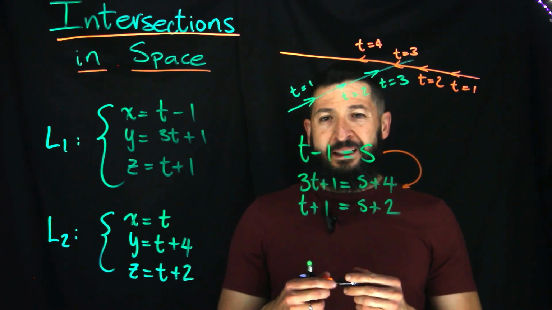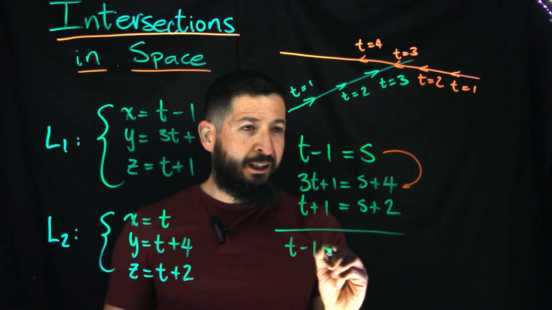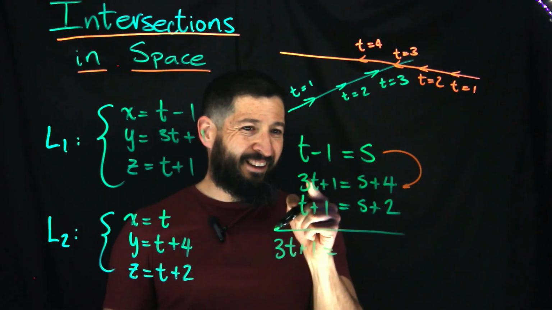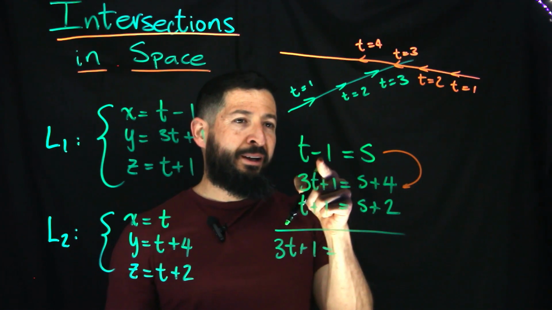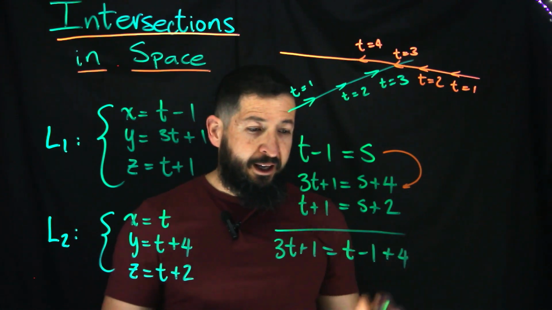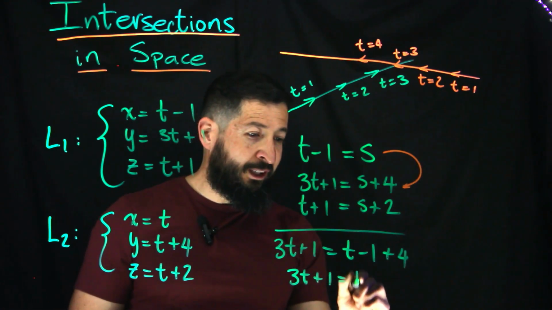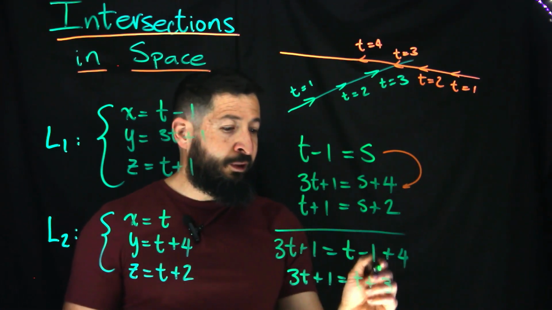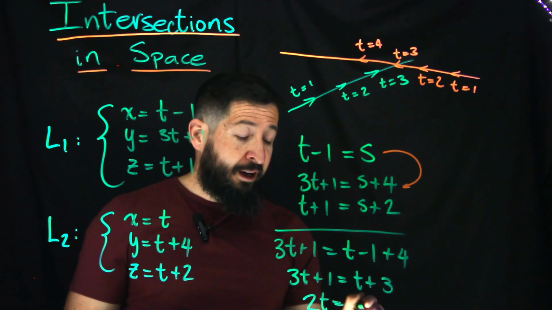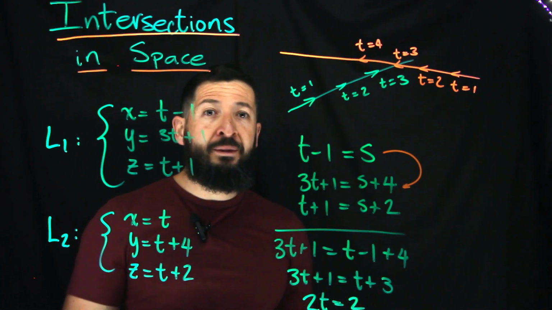I can substitute s in here, which gives me an equation of the form, oh, sorry, I should have done 3t plus 1. Left hand side is 3t plus 1, and I'm going to plug s equals t minus 1 here. So t minus 1 plus 4. And so that gives me an equation that I can solve easily. 3t plus 1 equals t plus 3, and I can subtract 1 on both sides and subtract t on both sides, and I get 2t equals, what did I say I was going to do? Subtract 1, so 2. So that's going to give me t equals 1.